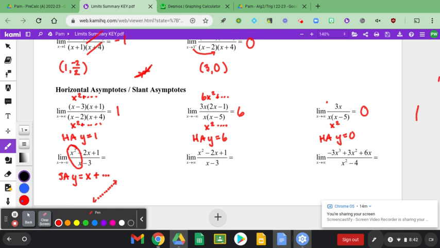So if I want the limit as x is approaching negative infinity, that means it's going to follow the direction of that slant asymptote, like it's going to follow it down. It doesn't even matter which side of the asymptote it's on, it's going to keep going down with that slant asymptote. So that limit is negative infinity.